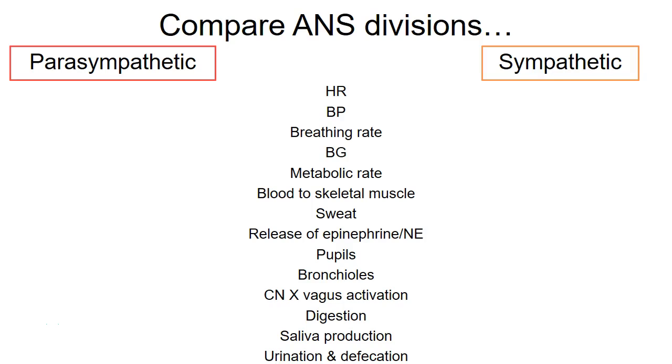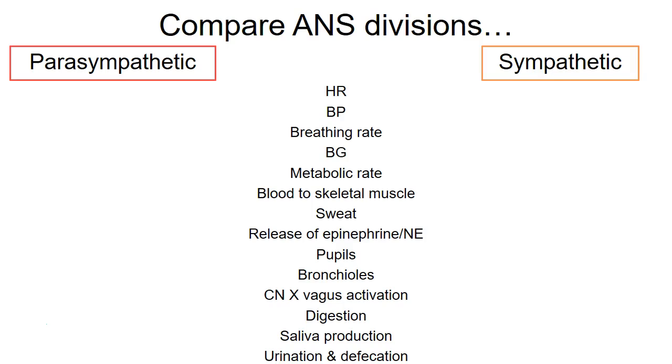Okay, so cranial nerve 10, the vagus nerve. That activation for the parasympathetic, is that increased or decreased? Increased. Yeah, that's a major parasympathetic nerve. Remember, the parasympathetic comes out of the cranial and sacral regions. A lot of these cranial nerves are parasympathetic. Activation for the cranial nerve for a sympathetic is going to be decreased.